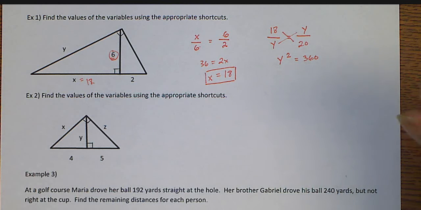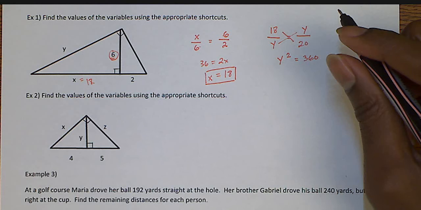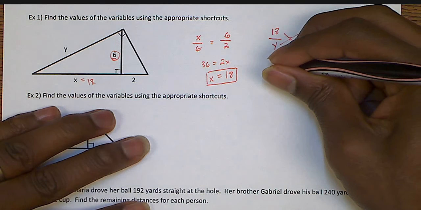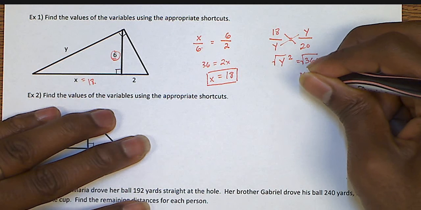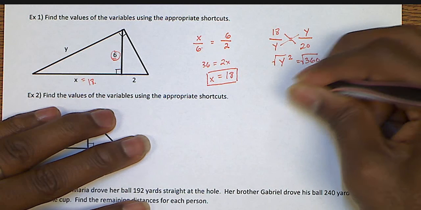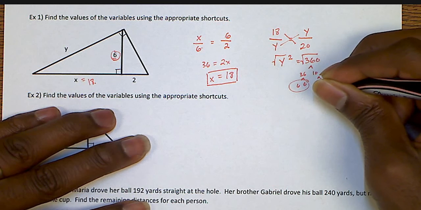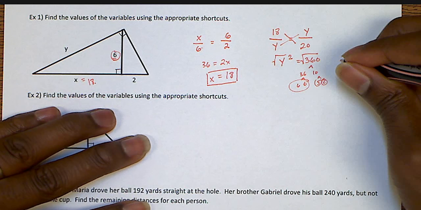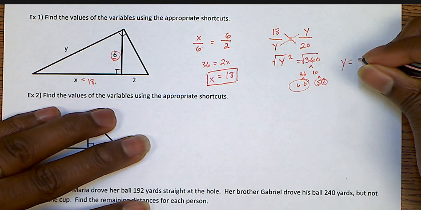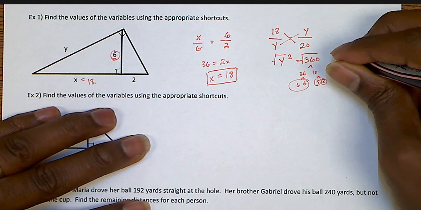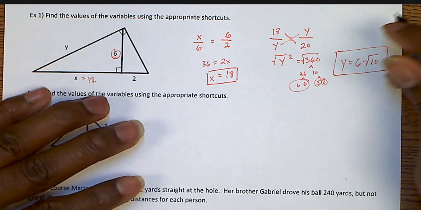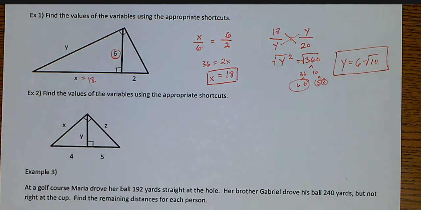And so I'm going to take the square root of both. That's going to be 36 times 10. I know 36 breaks down here. 10 is 5 and 2. And so y will be 6 radical 10. Which should be somewhere around 18, I think. Just estimating that number for fun, I guess.